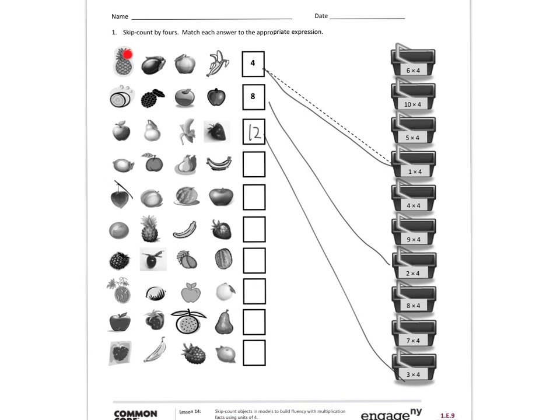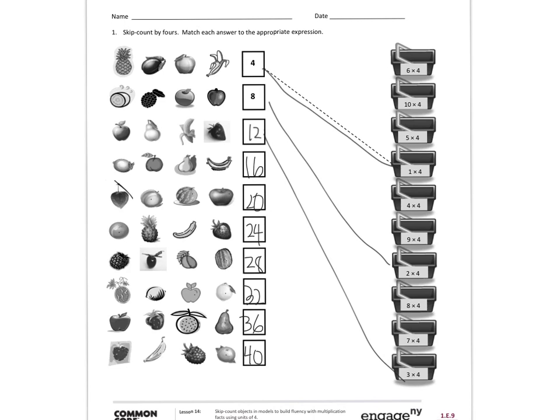So I have another row of 4, so that makes 16. Another row of 4, so 4 more than 16. 16, 17, 18, 19, 20. 21, 22, 23, 24. 25, 26, 27, 28. 29, 30, 31, 32, 33, 34, 35, 36, 37, 38, 39, 40.